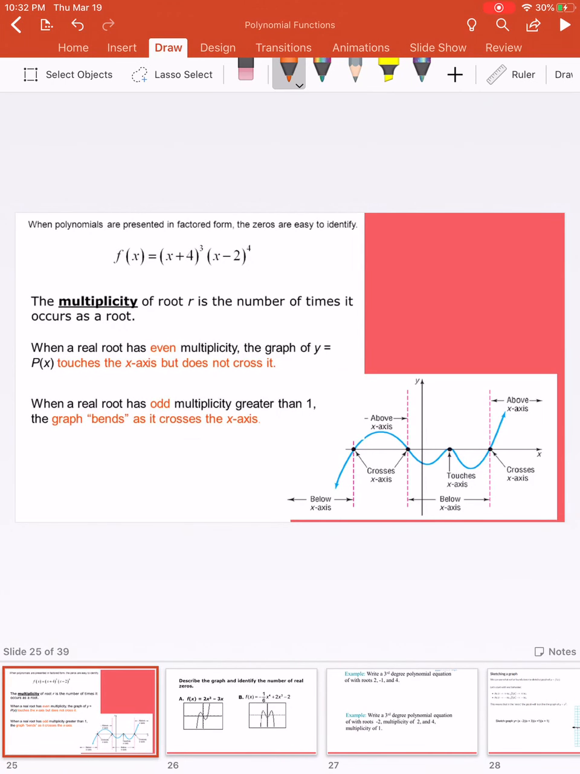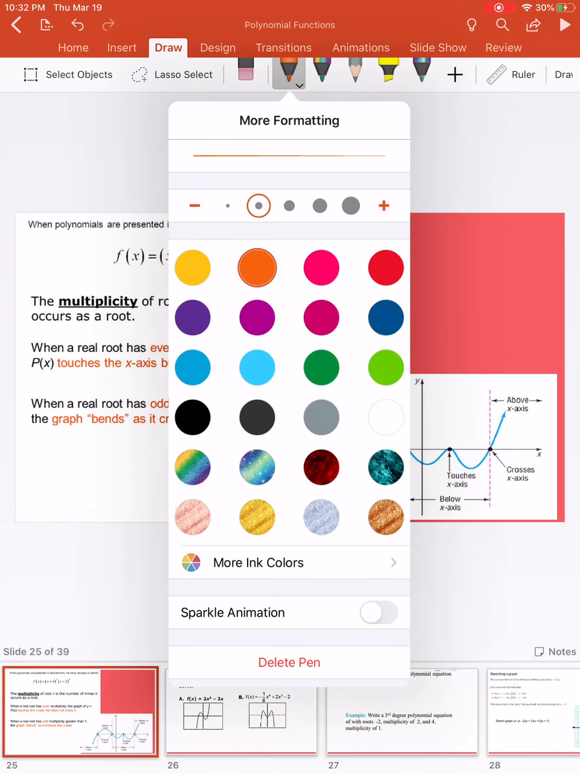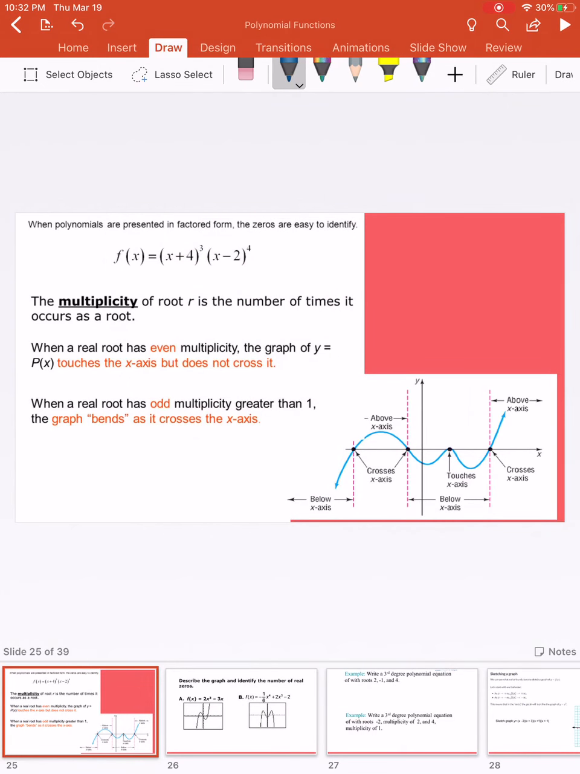All right, welcome Math 30-1. So today we're going to look at how to graph a polynomial function. That's going to be our objective today.